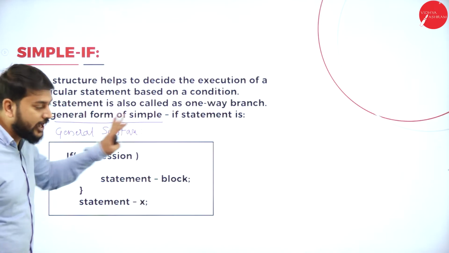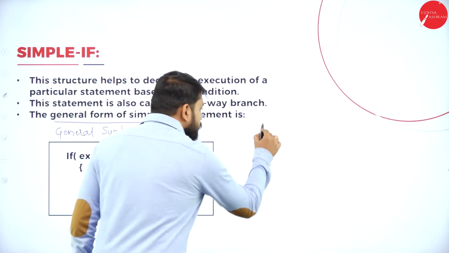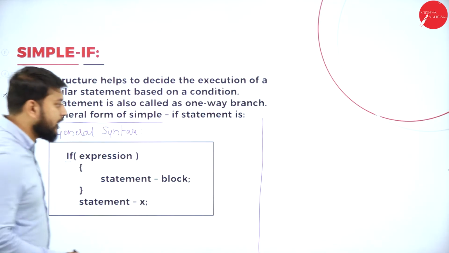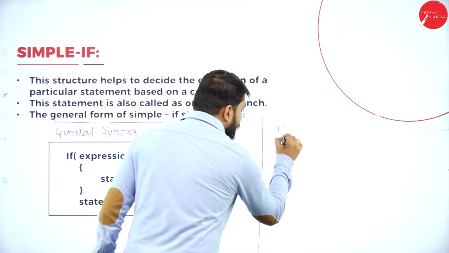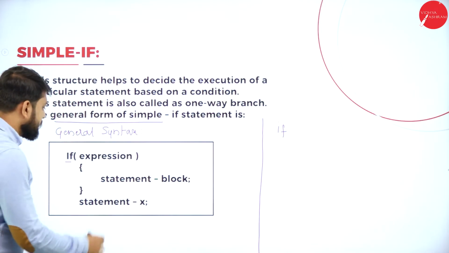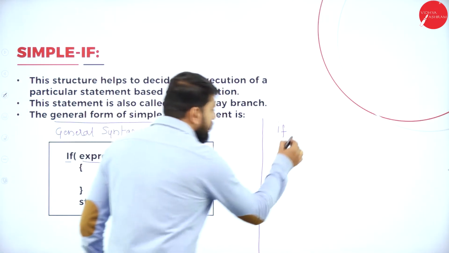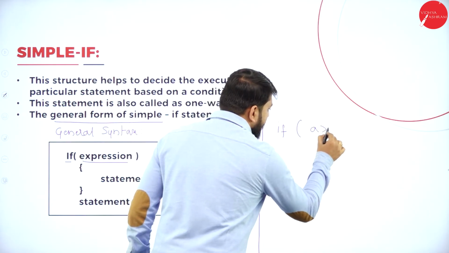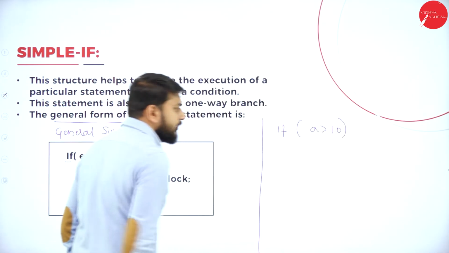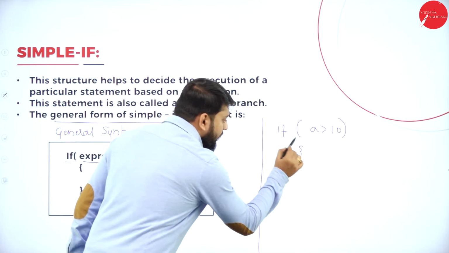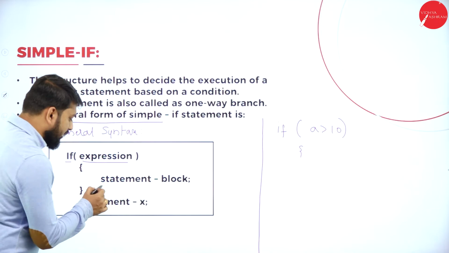Using this general syntax, I will write the code for you now. What is it that I have here? I have the if statement, so I will write the if keyword. What is the next thing that I have? Expression. Expressions are nothing but the test conditions. Let me just give a is greater than 10. That is what I will give. Next, I have an open flower bracket.